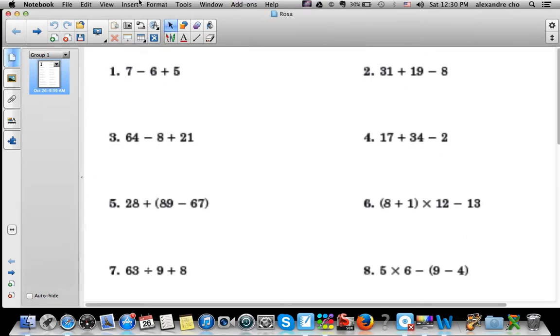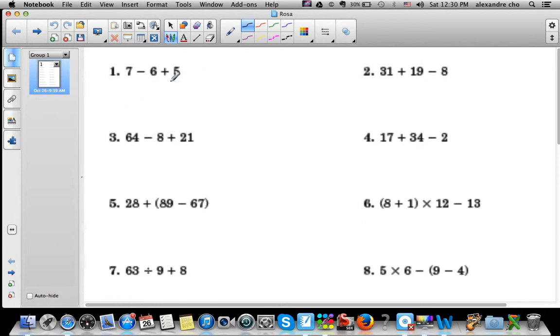Alright, so order of operations. Okay, so let's see. Let me just change the color here. And alright, so what do we have here? We have 7 minus 6 plus 5. What are we going to do first?